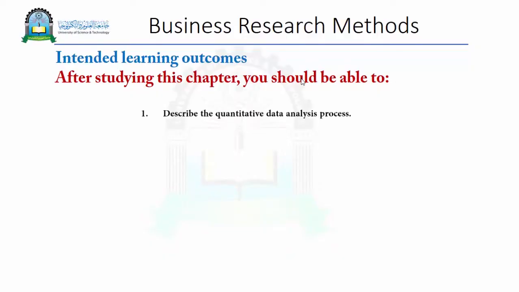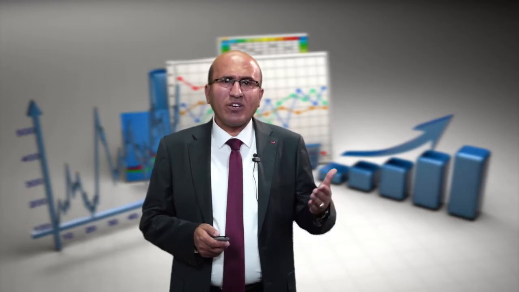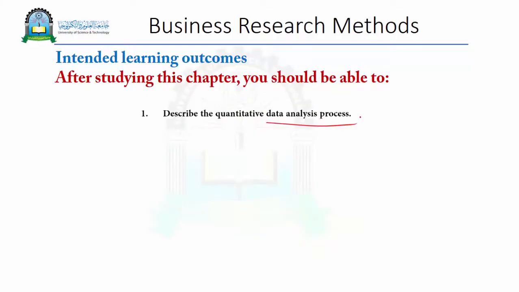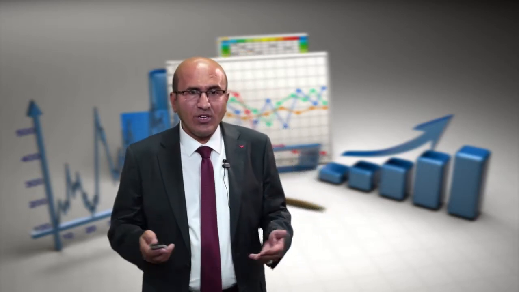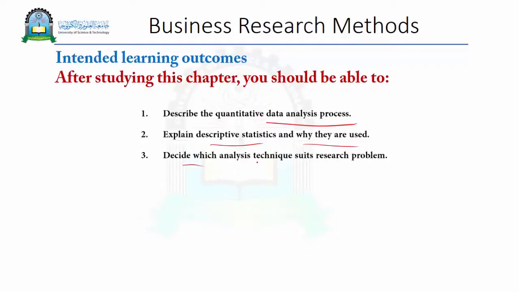So at the end of this session, the ILO is that the students should be able to describe the quantitative data analysis process. So we need to understand how we can analyze the data. It's a step-by-step process. And also the students should be able to explain descriptive statistics and why they are used. At the same time, the students also should be able to decide which analysis technique suits research problems. So it differs from objective to objective.